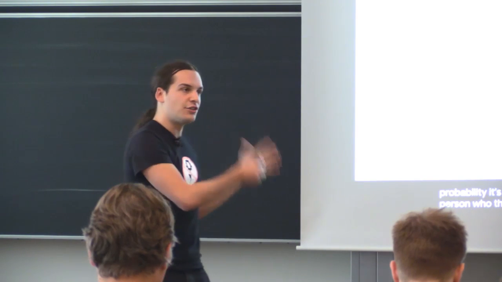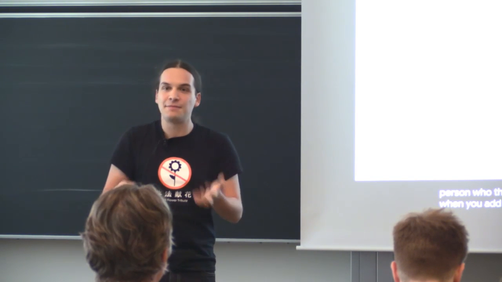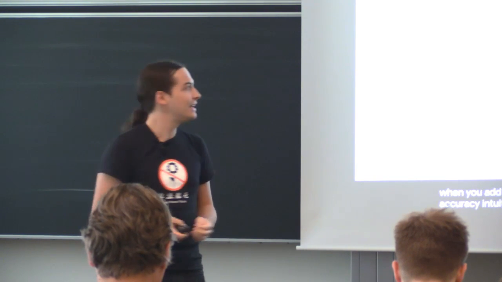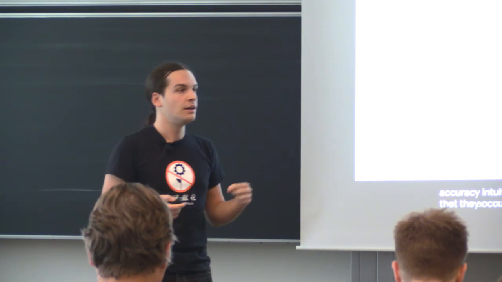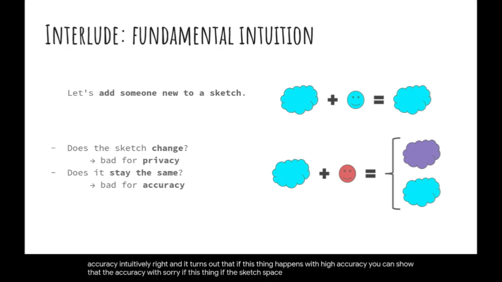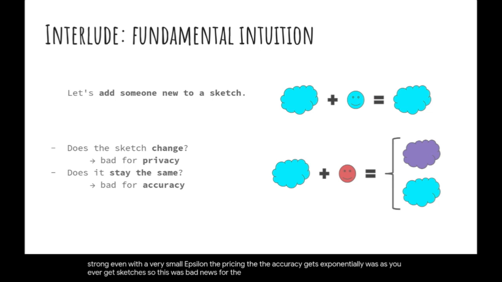Interestingly, if the sketch doesn't change when you add new people to it, it's like the sketch ignores new people coming in, right? And that's bad for accuracy, intuitively. And if the sketch stays the same with high probability, you can show that the accuracy gets exponentially worse over time. So the incompatibility here is really strong. Even with a very small epsilon, the accuracy gets exponentially worse as you aggregate sketches. So this was bad news for the team, because they really did have to look at their sketches as if they were raw data, et cetera.